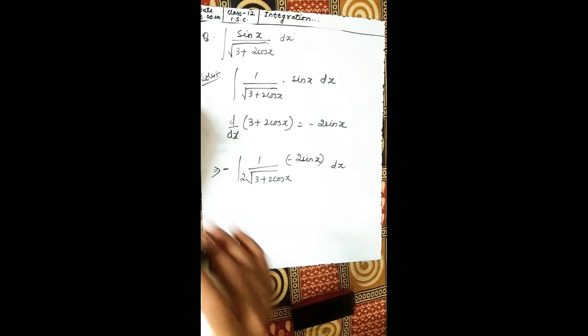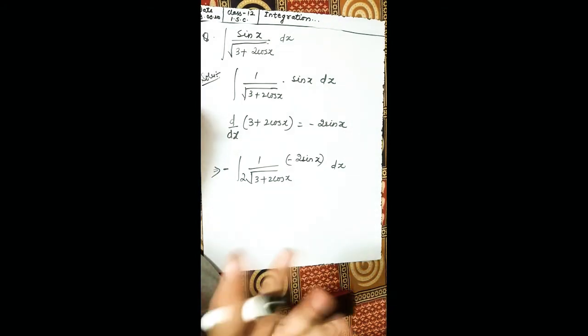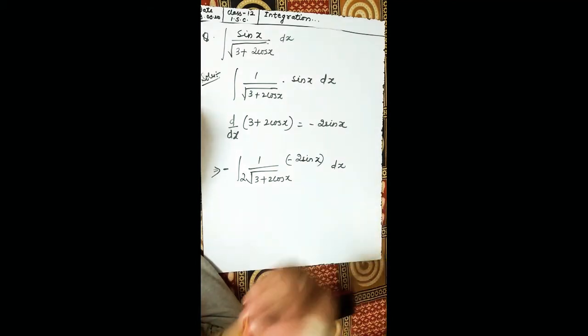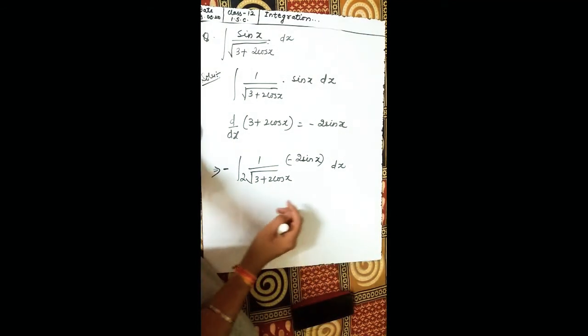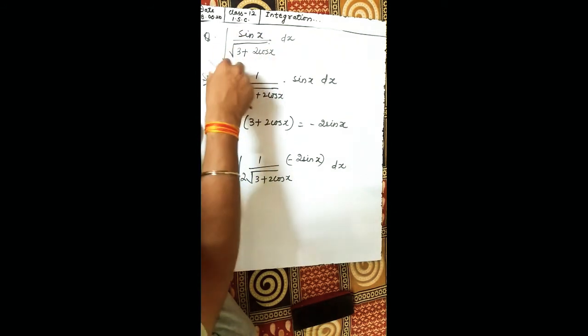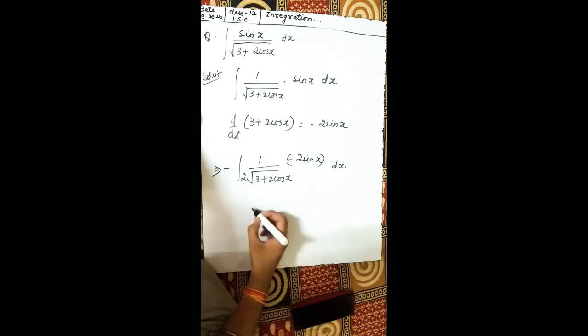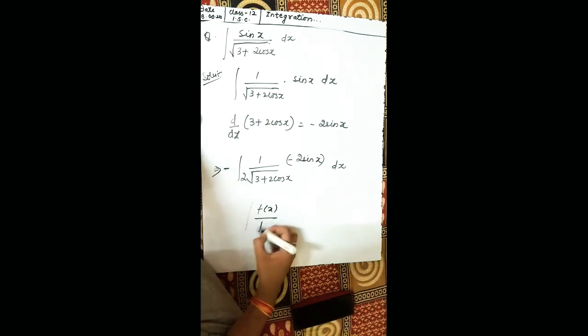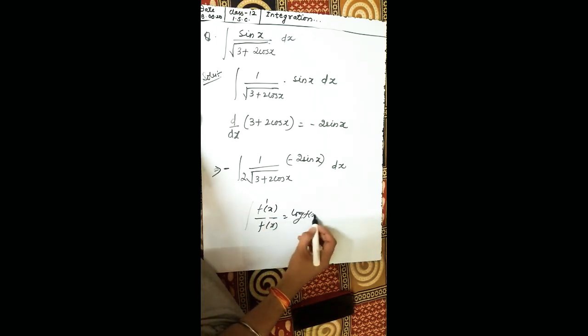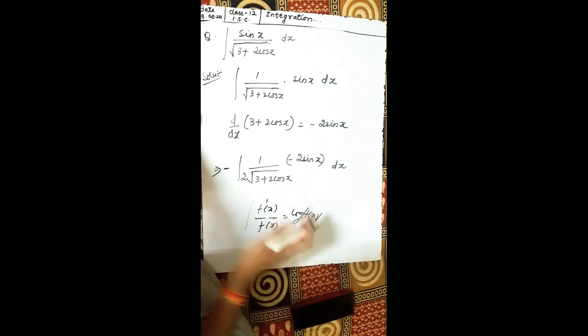Okay, let us understand this question. See, this question has some other kind of logic which you need to understand. So your question is integration of sin x upon under root of 3 plus 2 cos x dx. What will be the integration of this particular thing? So what I am doing, see, as this is a rational function, you would be thinking that this is of kind f dash x upon f(x), and directly we can write log of f(x). No, this is not of this form.